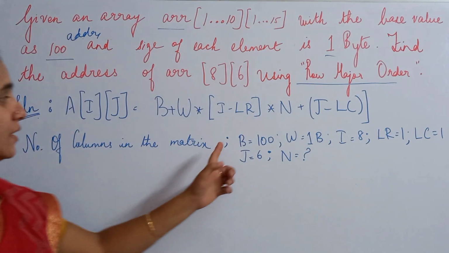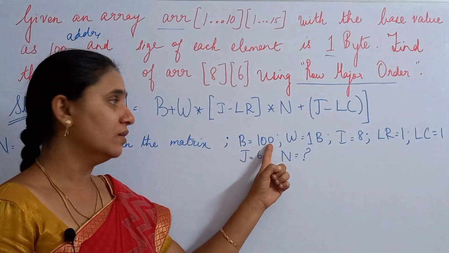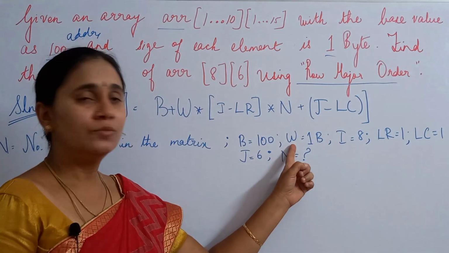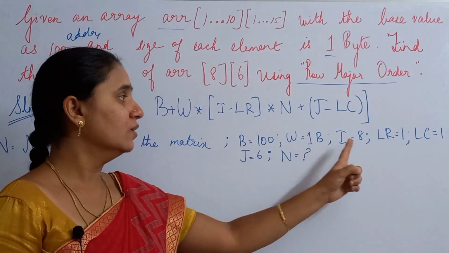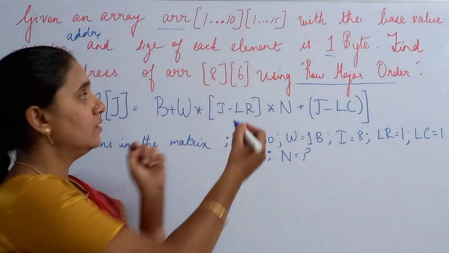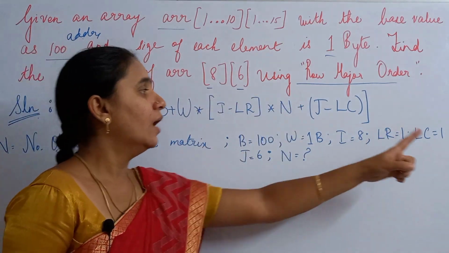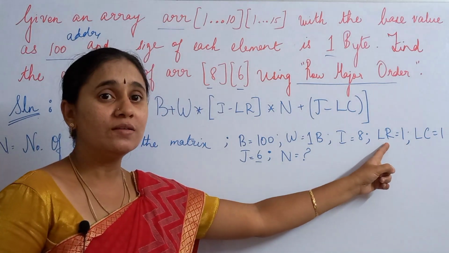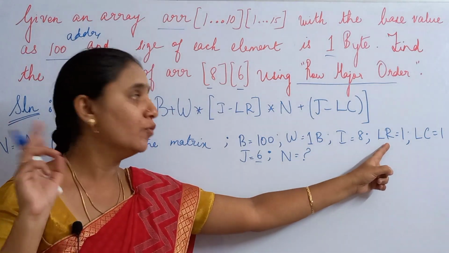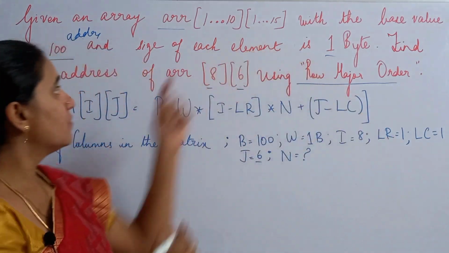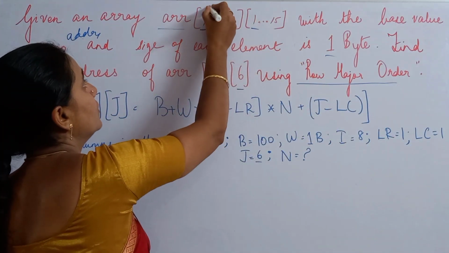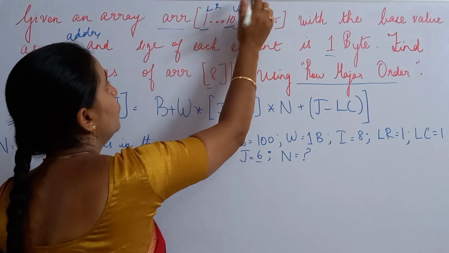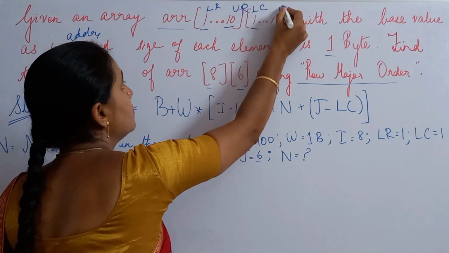The values given are b is equal to 100. I have listed out all the values given in the question. w is the size, so 1 byte, and the i value they have given as 8 and the j value is given as 6. And what is LR? LR is the lower bound value of row. That is given as 1, because from this we can find it. So this is LR and this is LC, this is UR and this is UC.